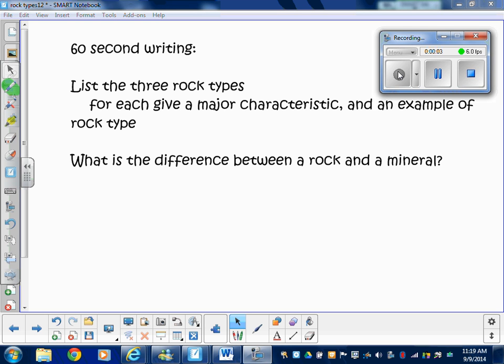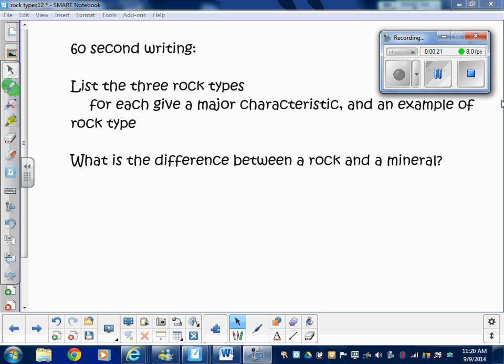For your 60-second writing, you should have come up with the 3 major rock types, given an example or characteristics of each rock type, and you can look at the box of rocks on your table and maybe identify those. I'm not going to go over this right now because this is what we're going to talk about in class today.